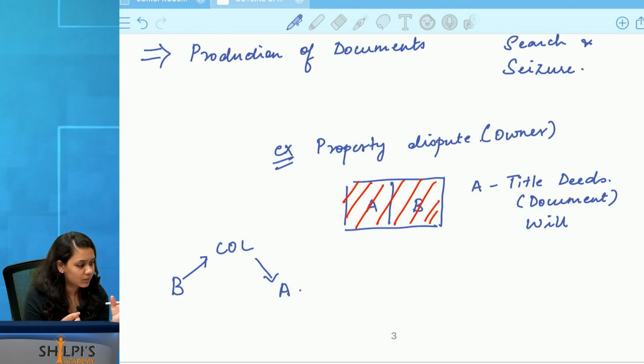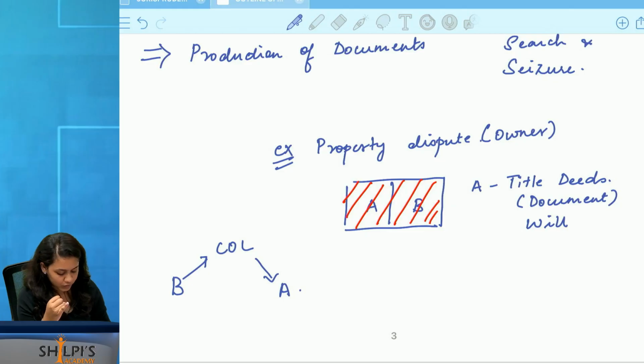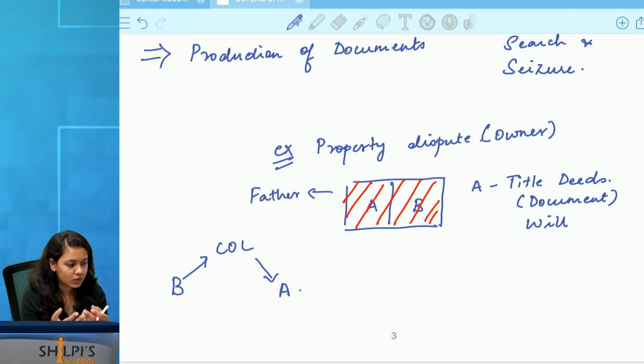Now, how is B claiming that he is the owner of the property, or at least half the property? Only this property could have belonged to the father. And after the father's death, through the will only, the property can come to both the sons, assuming. But a will can also say that I'm giving this entire property to my son A, or it can even say it's coming to both my sons in equal share, to A and B.